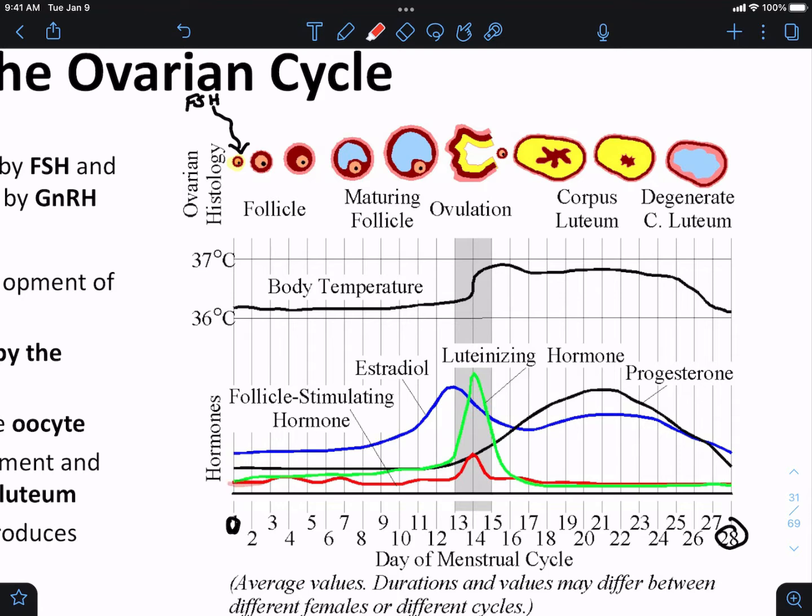Notice it's reasonably low. It's not huge, but it starts to climb a little bit, with a little bit of ebbing and flowing, a little bit of fluctuation there. And it gets a little higher right before ovulation. This is what stimulates the follicle. We continue to bombard the follicular cells with FSH, and the follicle develops. During this developmental process, it enlarges and fills with fluid.